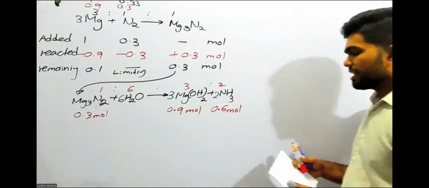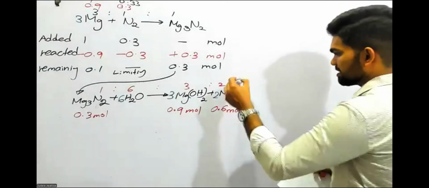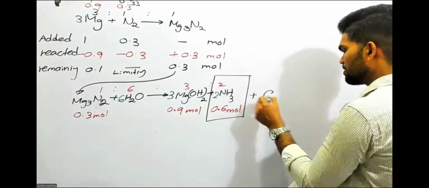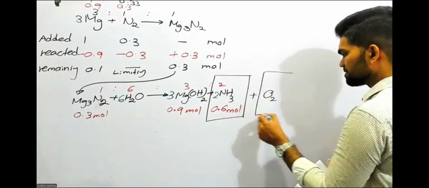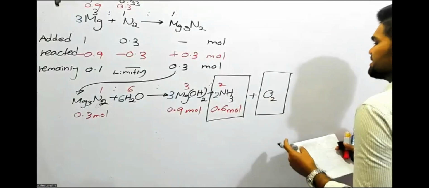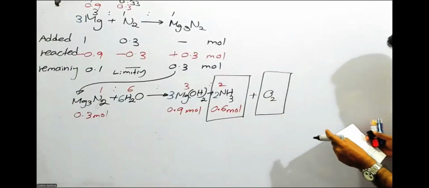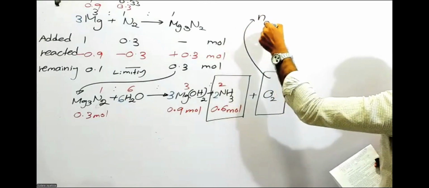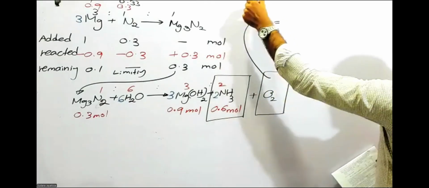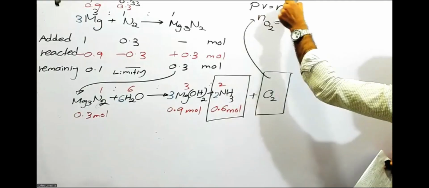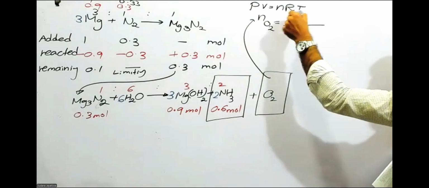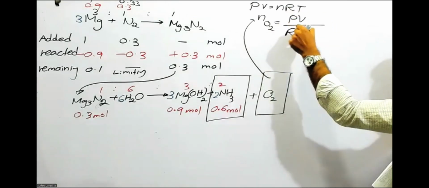And then this ammonia is reacting with what? The O2 moles. They are telling us about the O2 pressure, volume and temperature. So let's find the number of moles of O2. For that, we are using the famous equation PV = nRT. This was described in earlier sessions. So n = PV over RT.